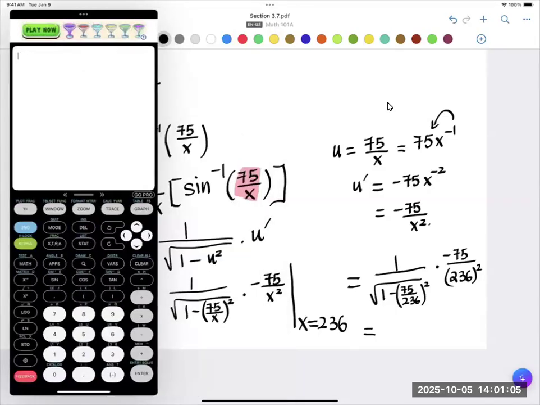So we will have 1 minus 75 over 236 squared, take the square root of that, and we take 1 over the square root times negative 75 over 236 squared. And my answer will be negative 0.0014.